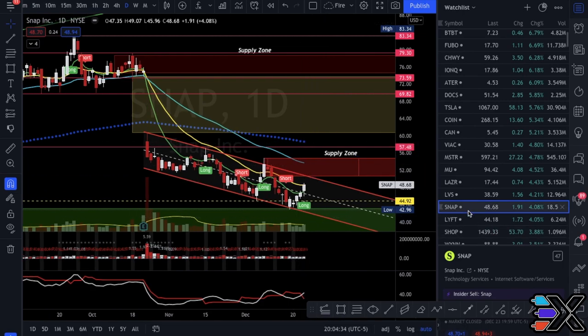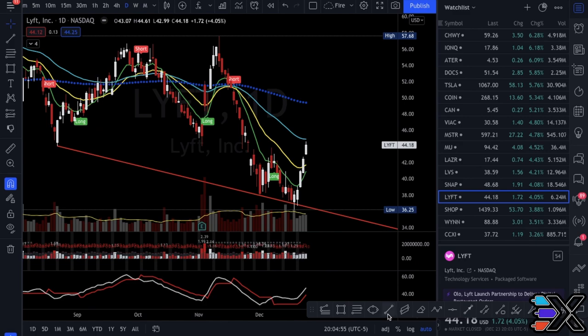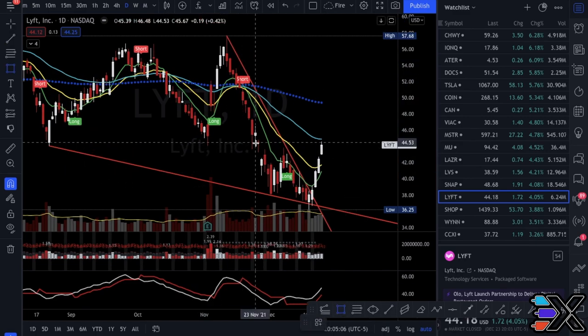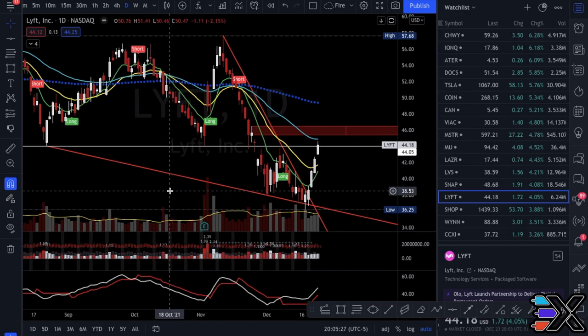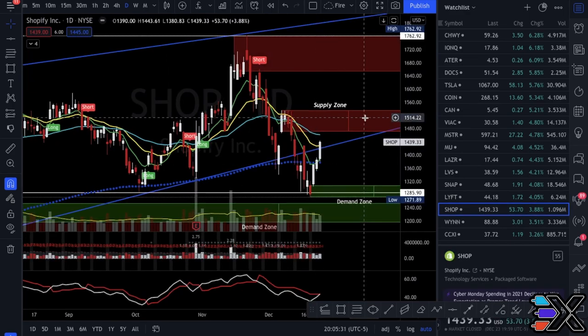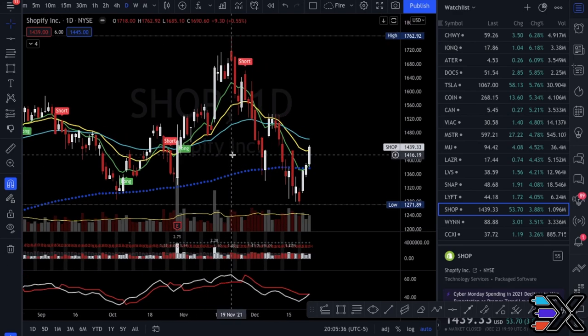Looks like we got SNAP here, total down channel. I actually lost some money on that one. LYFT, really nice breakout, but I mean, it's already so close to supply. Then we got SHOP.